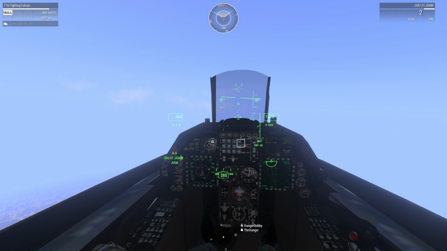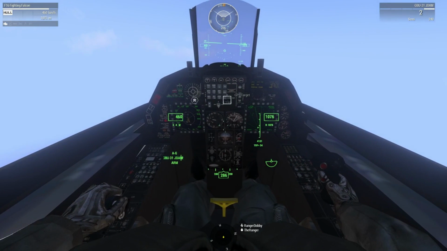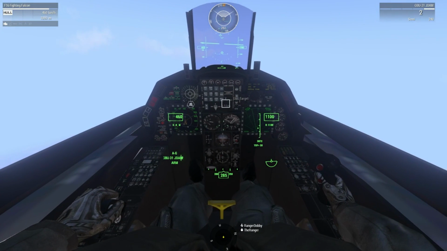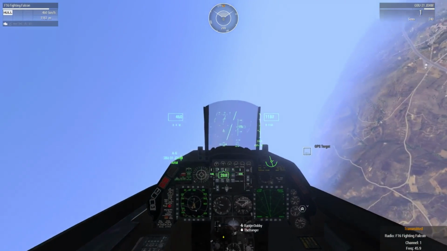So it's coming in as unknown as the lock. Got GPS target. We can drop it from here, but we're going to wait just a little bit and drop it so it doesn't have as much time to fall. And we're going to drop, pickle, and we're going to peel off to the right here.